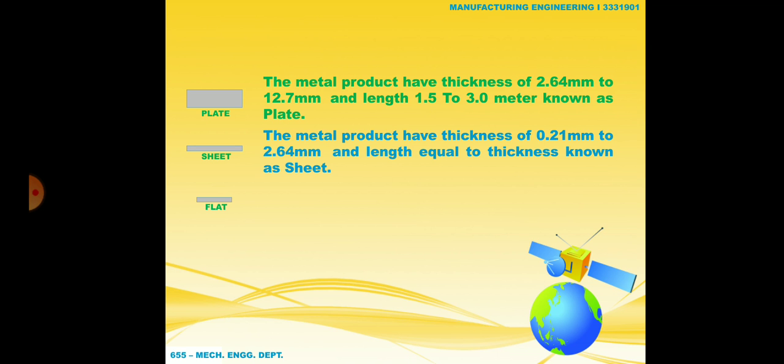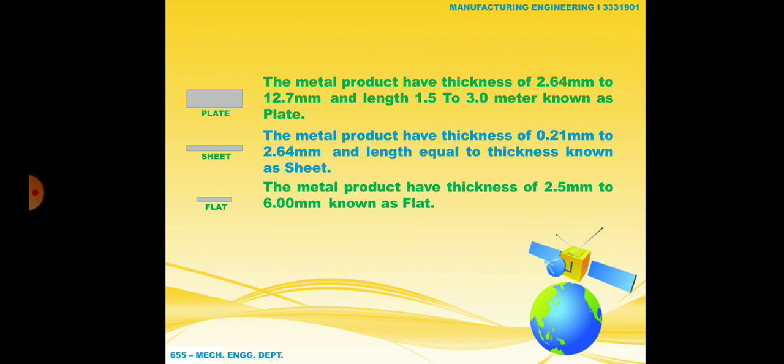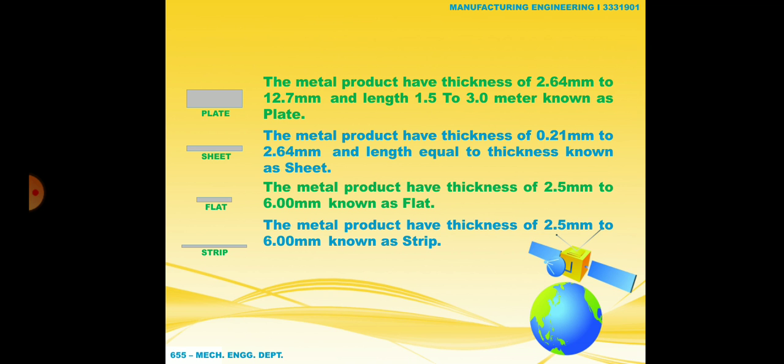Flat. It is a small size workpiece of metal known as flat. The metal product having thickness of 2.5 millimeter to 6 millimeter is known as flat. It is usually in square or rectangular shape or in a small size, made from sheet or plate. And the last one is strip. The metal product having thickness of 2.5 millimeter to 6.0 millimeter is known as strip.